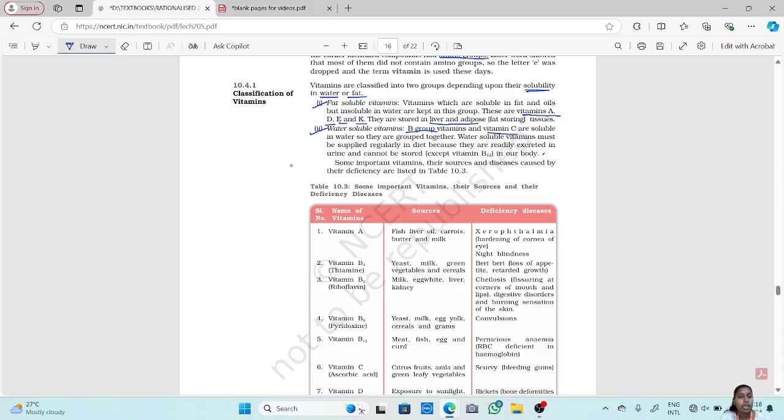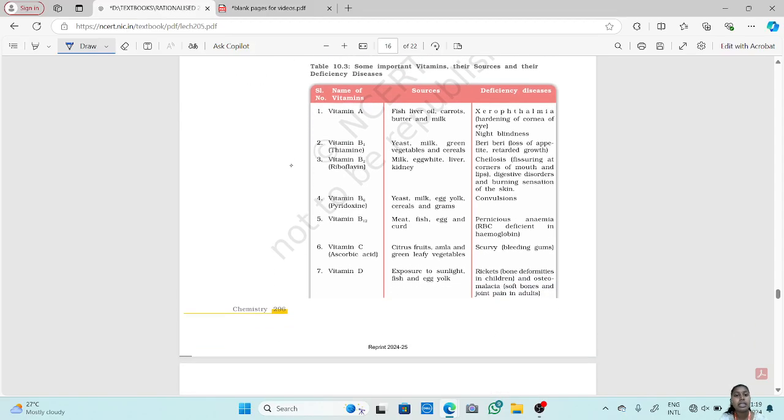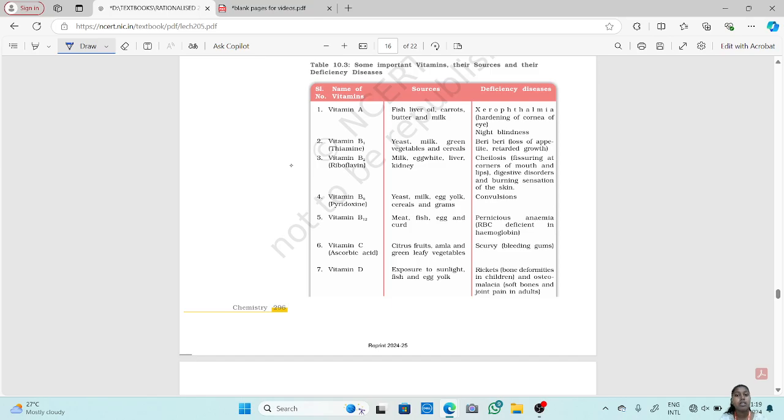But vitamins A, D, E, K are fat soluble, so they can be stored in our liver and adipose tissue, but the water soluble ones can be easily dissolved in our body and thrown out through our urine. So those vitamins which are water soluble have to be included in our diet on a regular basis. Now, these are the names of vitamins, sources from where we can get them, and the deficiencies which they cause.